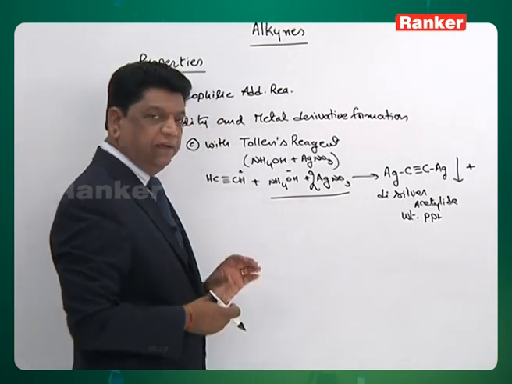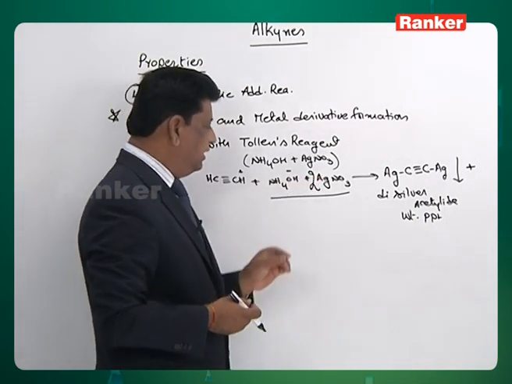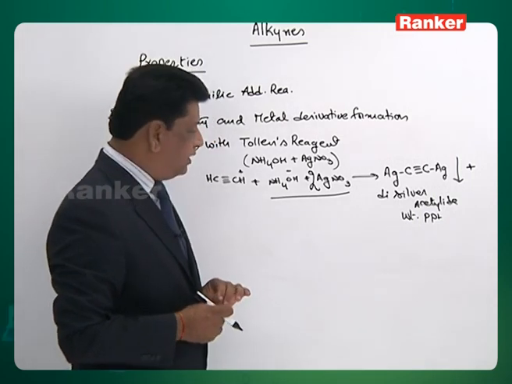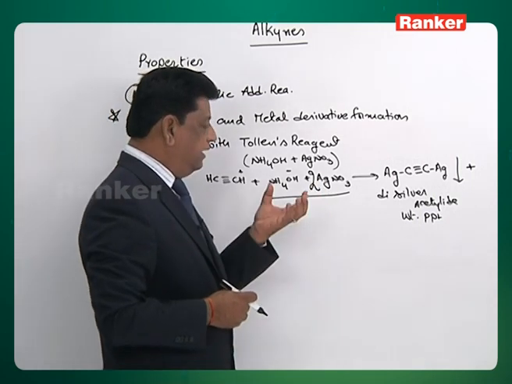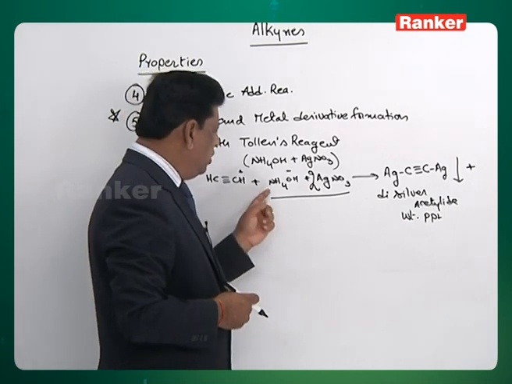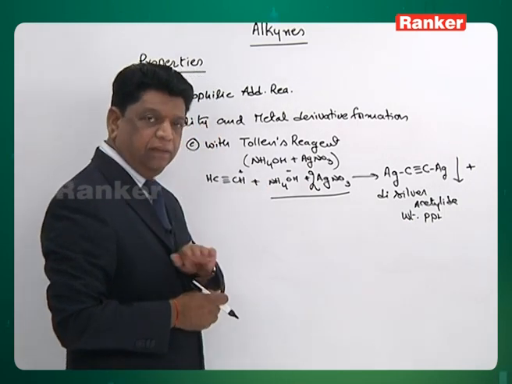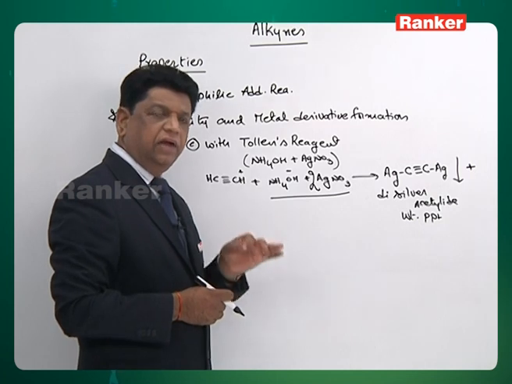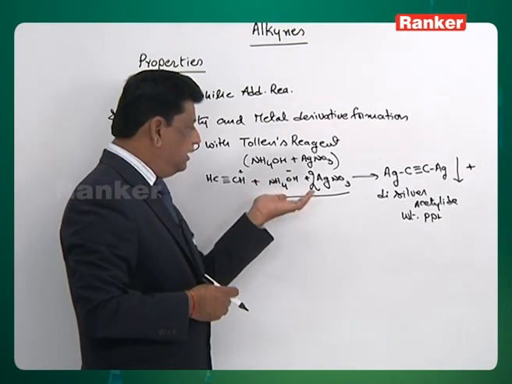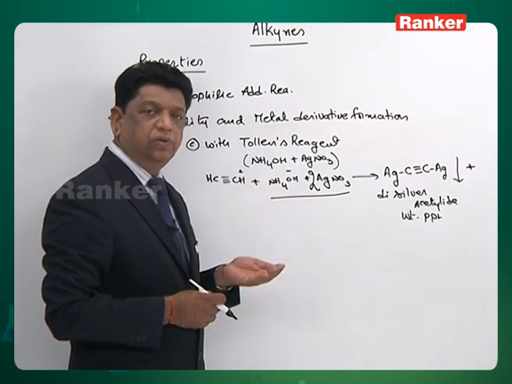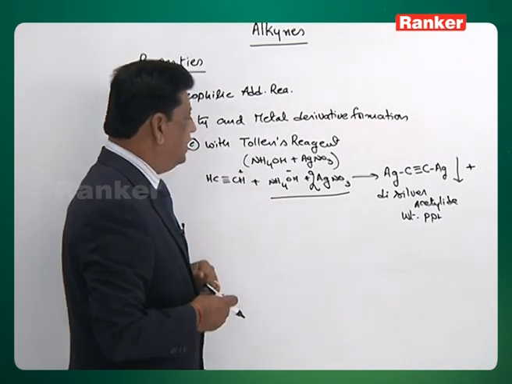So, you have to prepare it: you take silver nitrate, add 1 or 2 drops of sodium hydroxide, and you will get a silver oxide muddy-colored precipitate. Go on adding ammonium hydroxide till the precipitate dissolves, then add 1 or 2 drops extra. That ammoniacal silver nitrate solution is called Tollens reagent.